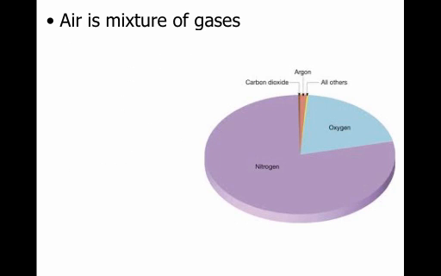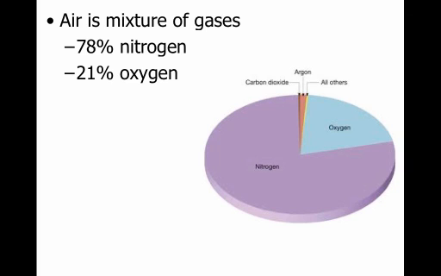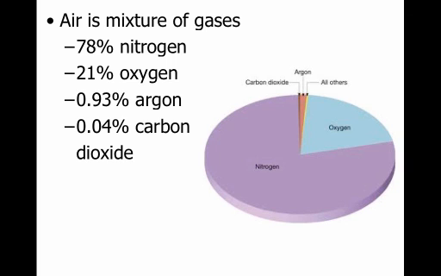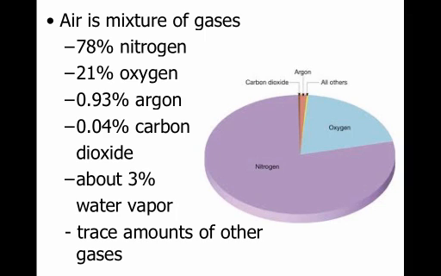The air around us is a mixture of gases. So this little chart here shows us that most of the air that we breathe is made up of nitrogen. There is a lot of oxygen in there because that's something that we need. There's a tiny bit of argon, a little bit of carbon dioxide, and then you also have some water vapor in there. Then the rest of that total percentage are just trace amounts of other gases.